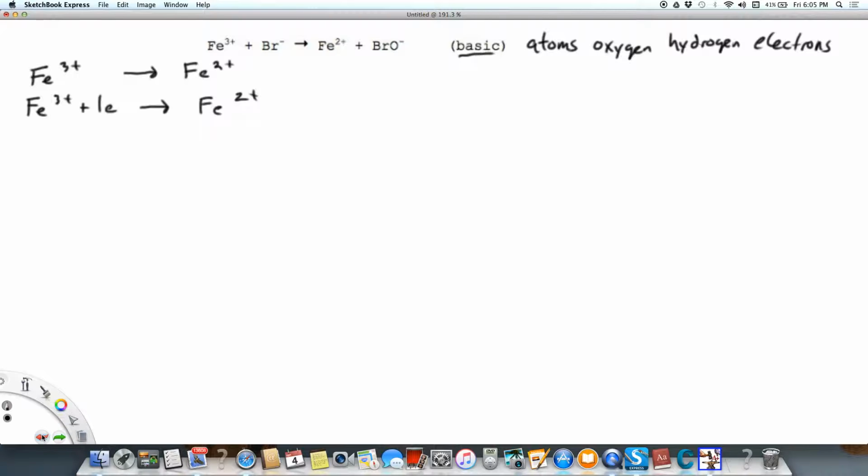So we're balanced. This would be oxidation or reduction. Which one is it? Well, you can see we're adding an electron to iron 3, and its charge is going down to iron 2. So iron 3 is being reduced. Anytime the electrons are on the left, it's reduction. So this is going to be the reduction half reaction.